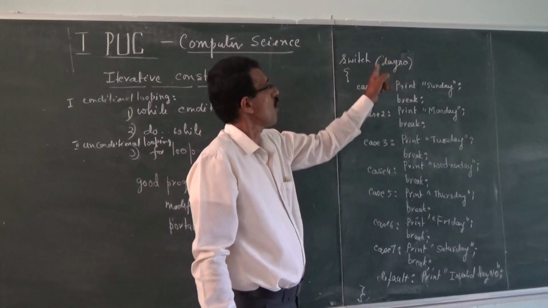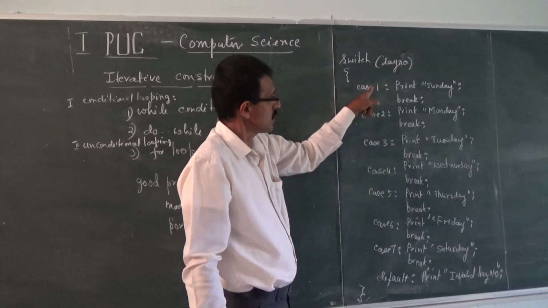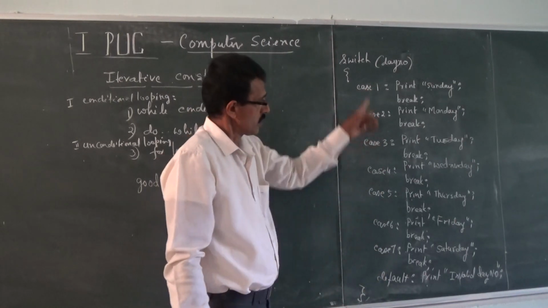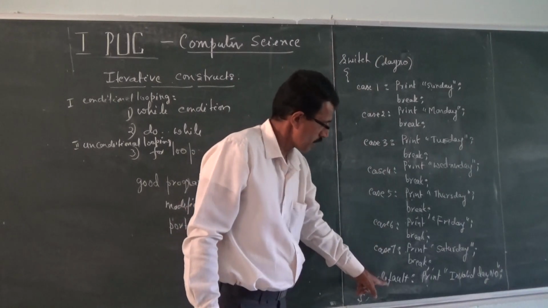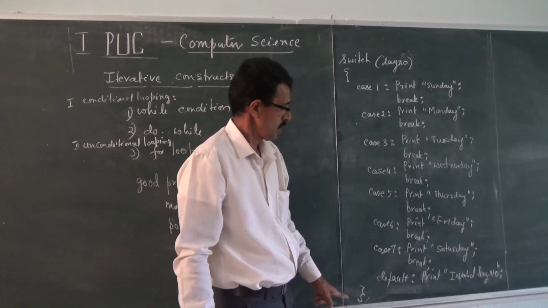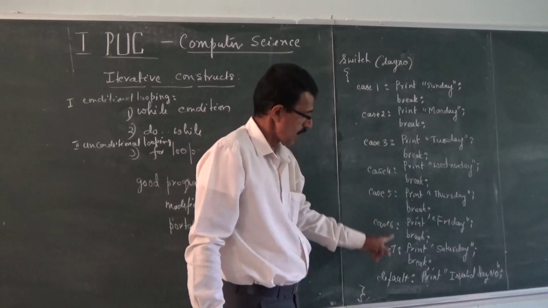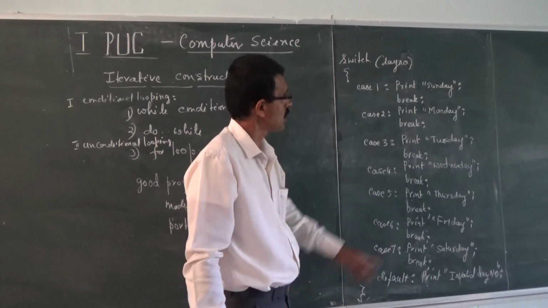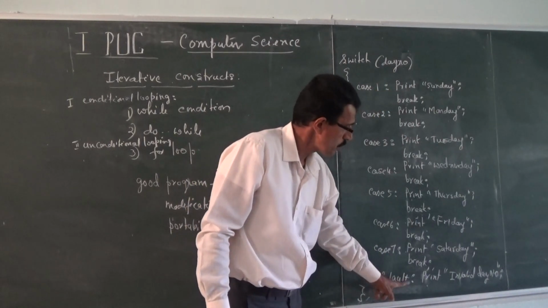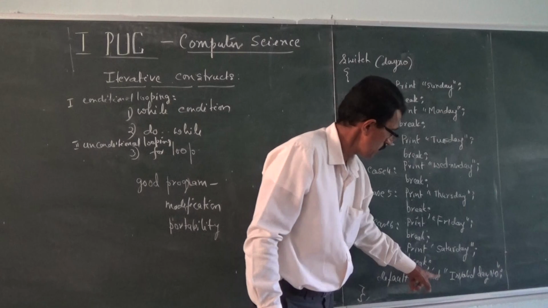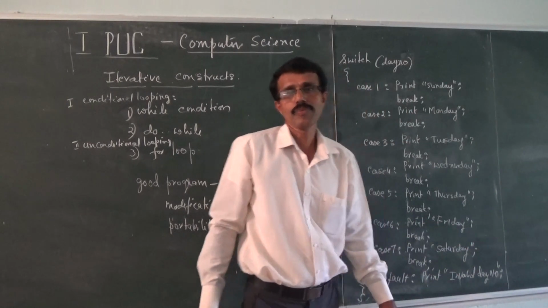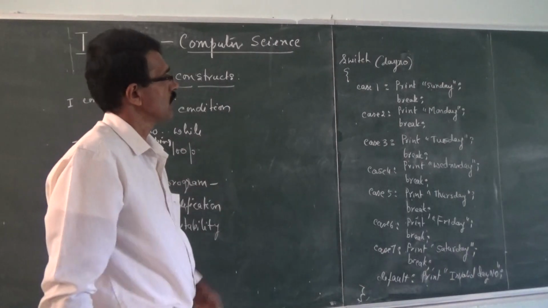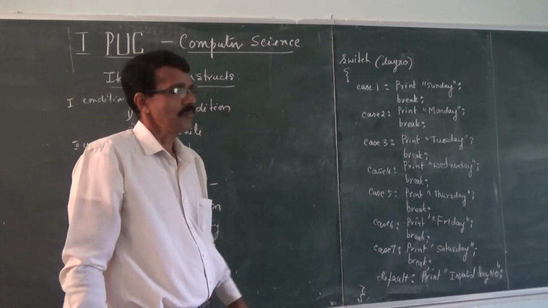If you assign or enter a value other than any of the case labels, it comes directly to the default line. Other than these case labels, for any other value you have given for the day number, this statement is marked for execution: print invalid day number. This is a rough example of a multi-selection statement.